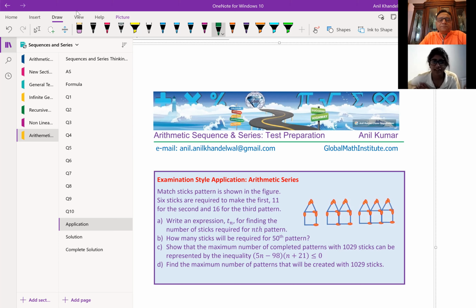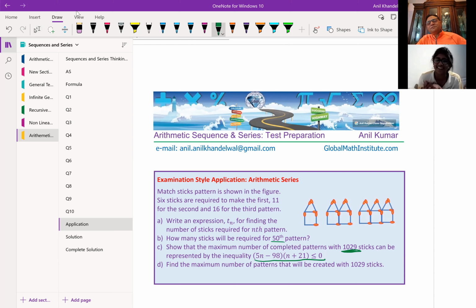B. How many sticks will be required for the 50th pattern? Part C. Show that the maximum number of completed patterns with 1029 sticks can be represented by the inequality 5n² - 98n + 21 ≤ 0. And then finally, part D: find the maximum number of patterns that will be created with 1029 sticks. Exactly similar to what you shared.